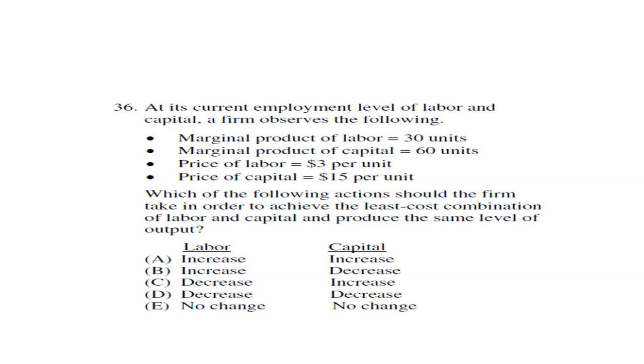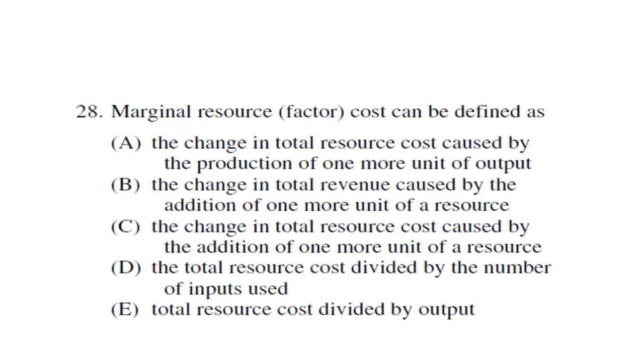Always increase the bigger number and decrease the smaller number. And it's what, I think it was Kyle who said it, when you increase the bigger number, the marginal product goes down, and when you decrease the smaller number, the marginal product goes up. Okay. All right, quick definition question here.